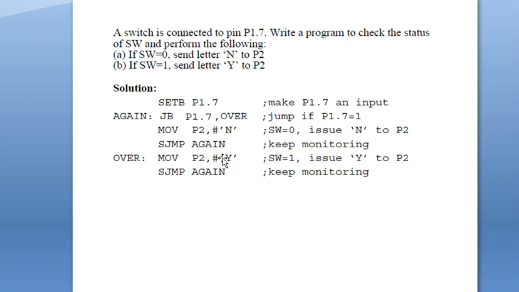This is immediate data, so here you can directly send the character, the letters, to port 2. So P2 is loaded with the immediate Y. When the bit is 0, this JB instruction is not true, then it will execute the next one, that is MOV P2, N. So this case is true when switch is 0, and it will be executing this instruction.